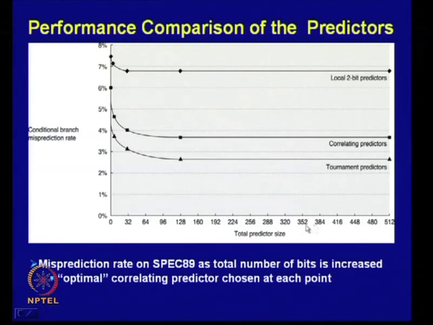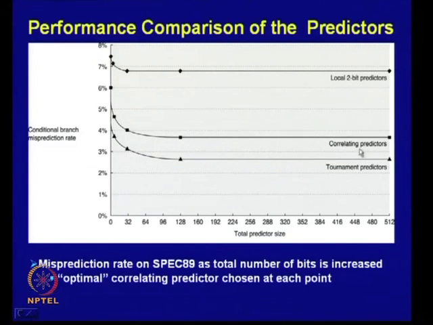As the total number of bits is increased, how does the misprediction change? Obviously, as you increase the number of bits the performance would improve, that means the misprediction rate should reduce, but for the 1-bit predictor you can see the reduction is not really much. It goes from a little more than 7 to a little less than 7, and there is no improvement even if you increase the size of the branch prediction buffer. So, even by increasing the size of the branch prediction buffer, there is no improvement in performance for local 2-bit prediction, as you can see here.